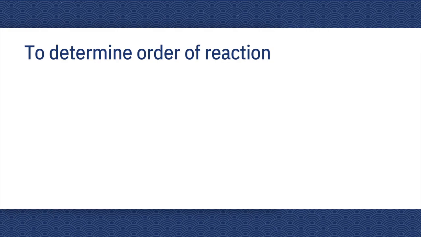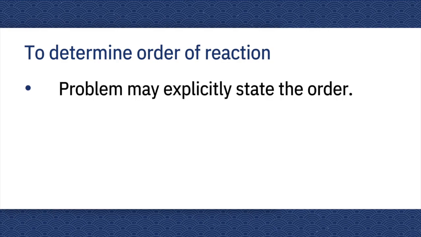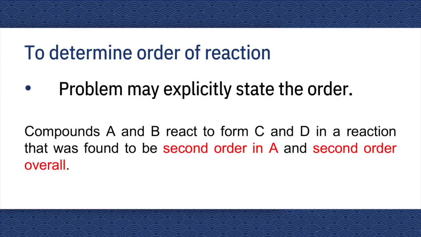To determine the order of the reaction, we have the following hints. The problem may explicitly state the order. For example, compounds A and B react to form C and D in a reaction that was found to be second order in A and second order overall. As you can see, second order overall was mentioned, so the learner can directly proceed to the second order equation.